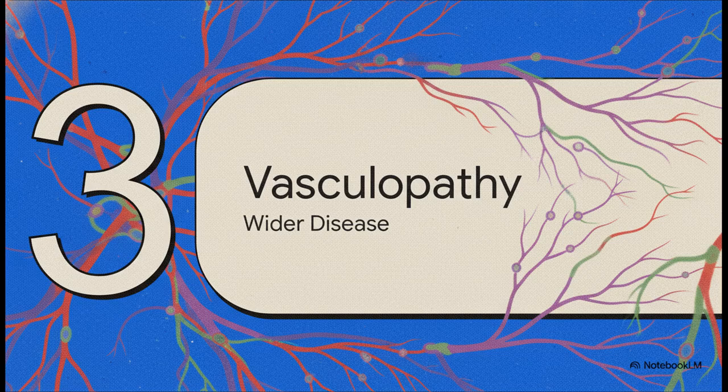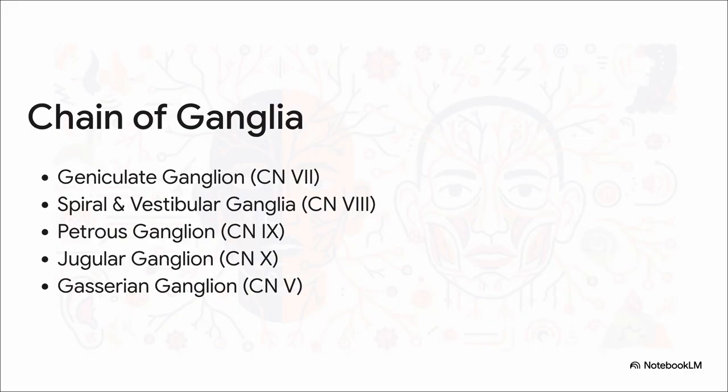Let's zoom out and look at the wider disease. You see, the virus doesn't always just stay confined to cranial nerves 7 and 8. Look at Hunt's chain of ganglia. This is a beautifully interconnected network where inflammation can spread, either by contiguity or via a shared vascular supply.